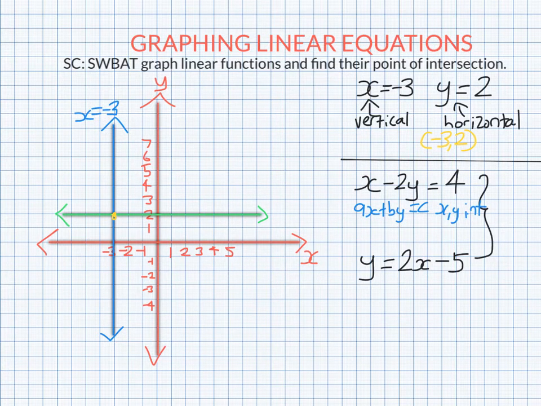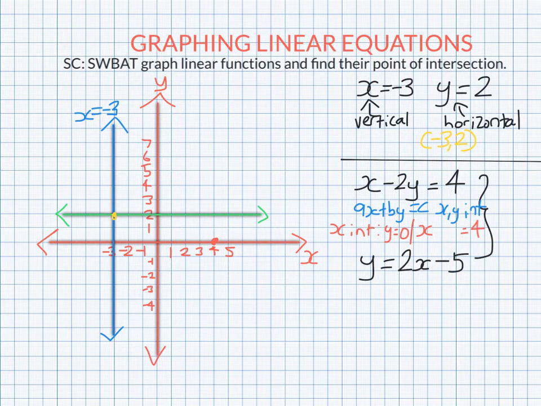So to find the x-intercept, all you do is let y equal 0. So we take our equation x minus 2y equals 4, and I'm just going to change y to 0. So this will be x minus 2 times 0. But of course 2 times 0 is just 0. So I'm just going to be left with x equals 4. So there I have the x-intercept is 4. So I can just go along to the x-axis and plot x equals 4.